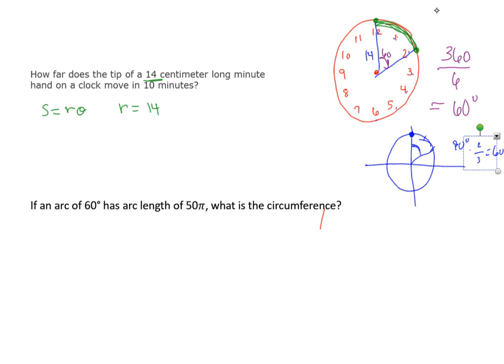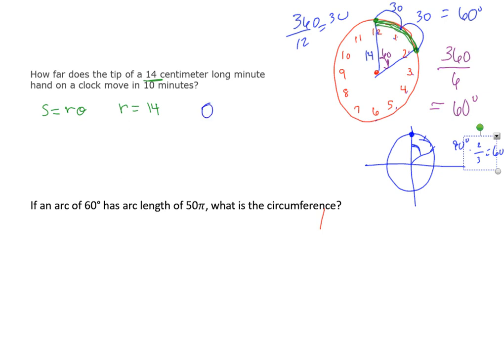You can also think about the fact that there are 12 numbers on here. So 360 divided by 12, that's 30. So every time the clock moves to a new number, that's 30. And it moves 2 to get to 10 minutes, so that's where the 60 also comes from. All right, so that's our theta.